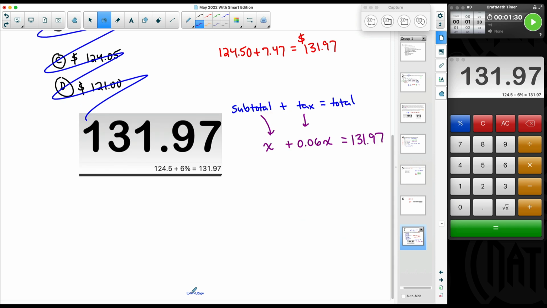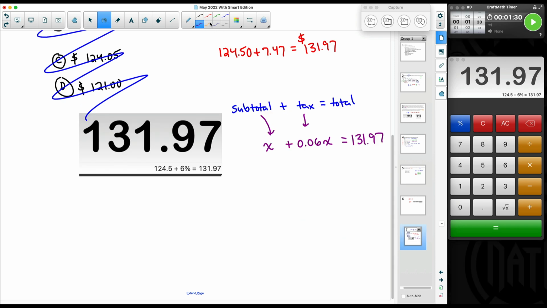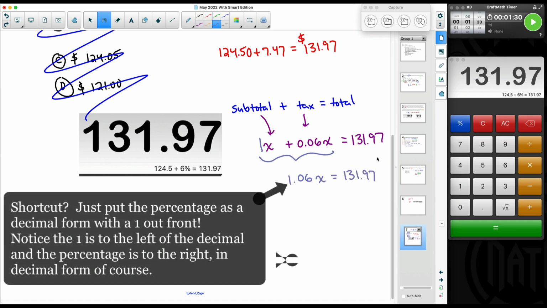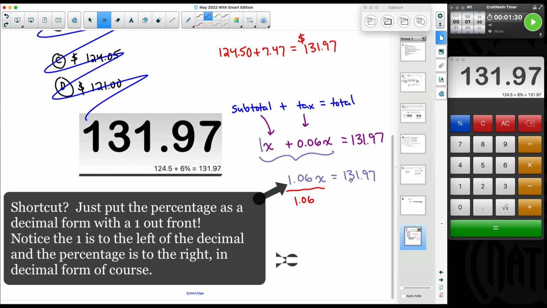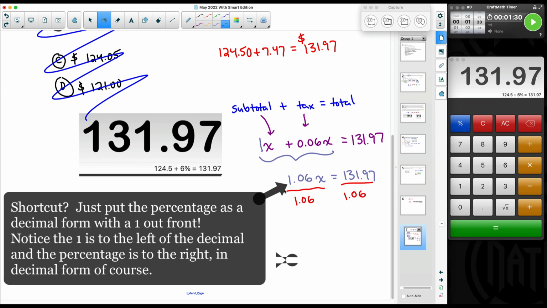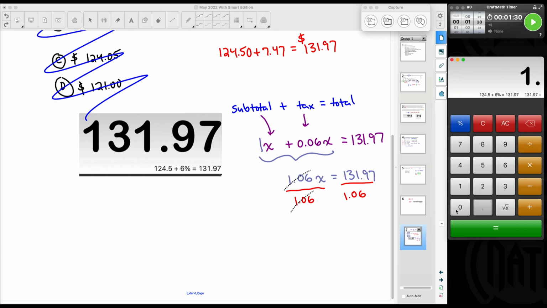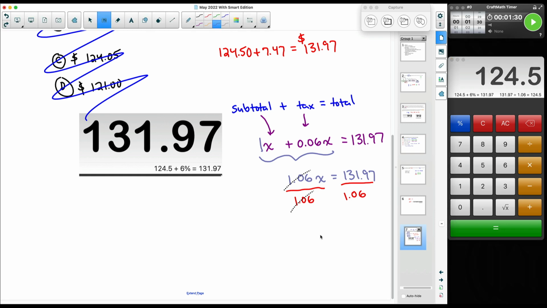And to kind of end things here, I'm tying in some algebra. Combining like terms, this is an understood 1. So if we combine like terms, we get 1.06x is equal to 131.97. And last but not least, to solve this equation, you need to brush up on equations as well. I know we didn't do a lot today, but you definitely want to know how to solve these. Let's take that 131.97, let's divide by 1.06, and there's that 124.50 yet again.